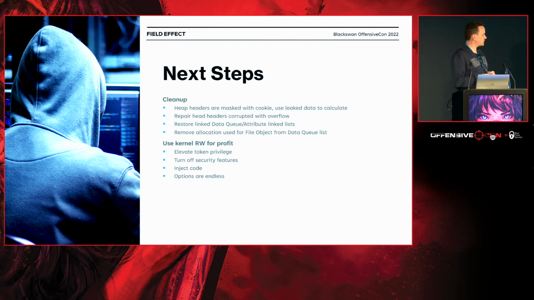So that was it for how to exploit these bugs. The next things I had to do were figure out how to do some cleanup and repair clobbered heap headers with the overflow, repair all the linked lists, and then actually do something interesting with the kernel read-write. Once you have read-write on the kernel, it's pretty much game over. You can do what you want, whether it's elevating or turning off security features, anything like that.